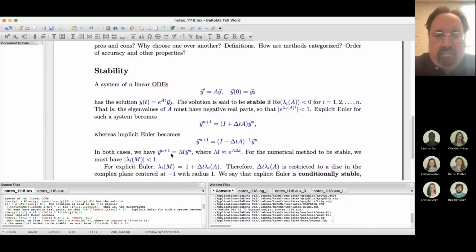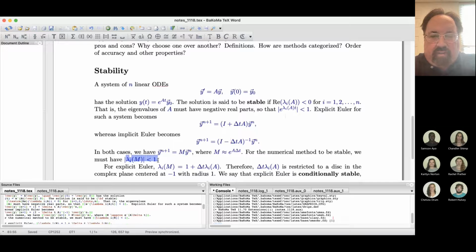So a lot of methods are like this, where you're just multiplying your previous solution by some matrix, and that matrix is meant to approximate the exponential. So for a numerical method to be stable, the eigenvalues of this matrix must be less than 1 in absolute value. So we want the eigenvalues of this matrix M to mimic this property of the eigenvalues of the exact solution operator. Okay.